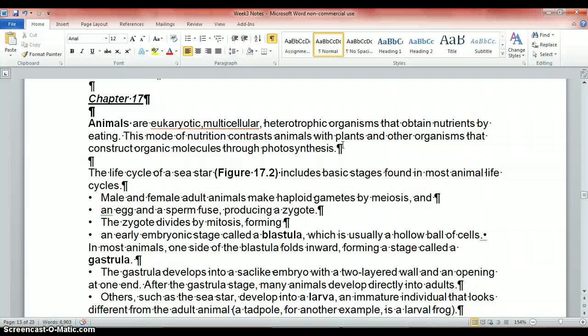Let's start with sea stars. Sea stars include basic stages found in most animal life. They have a male and female that make haploid gametes, remember our meiosis, and they have an egg and a sperm that fuse to create a zygote. The zygote divides through mitosis. The early embryonic stage is called the blastula, which is usually a hollow ball of cells. You just think of what early stages of embryonic development of humans is.